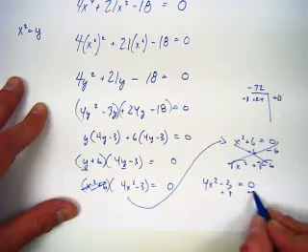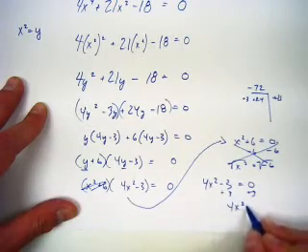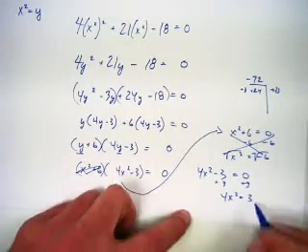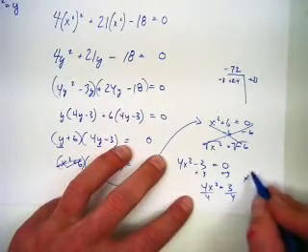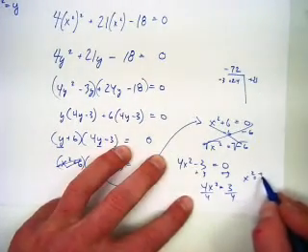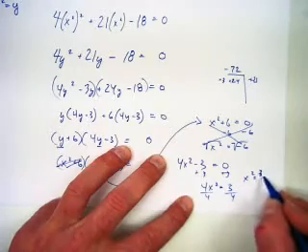So we add 3 and add 3. We get 4x squared equals 3. Divide by 4 on both sides. So x squared equals 3/4.